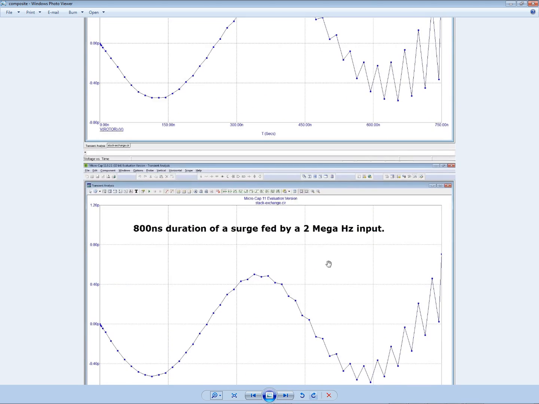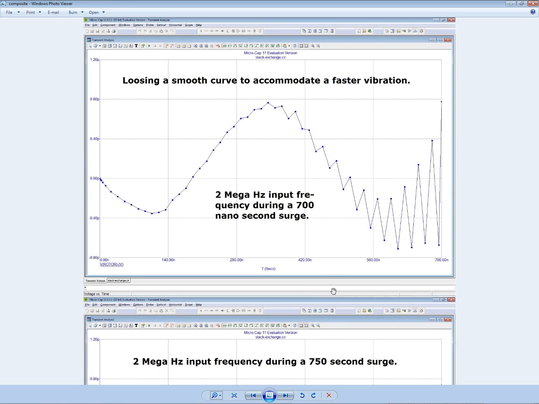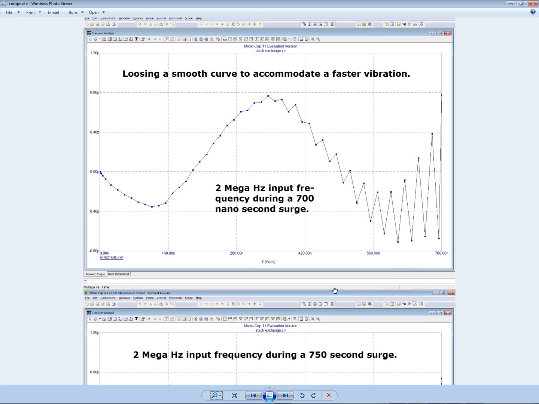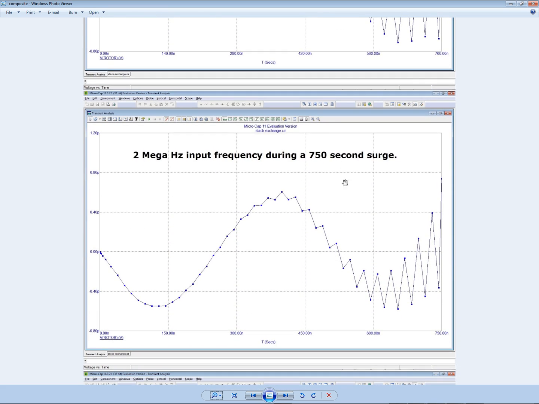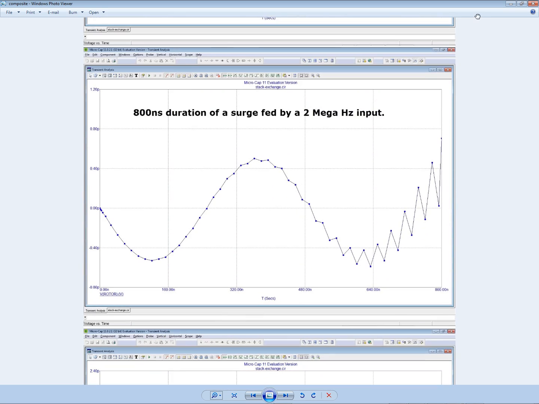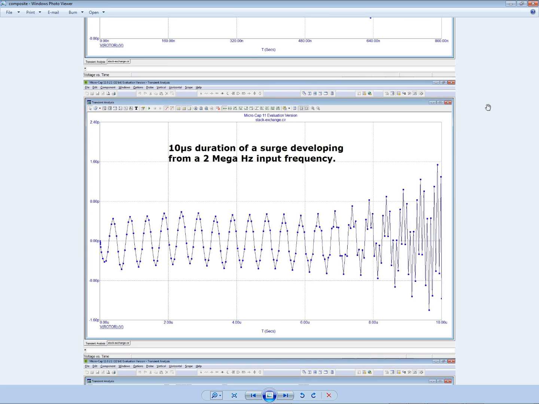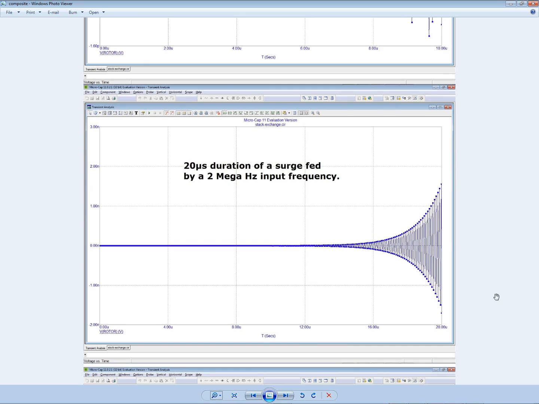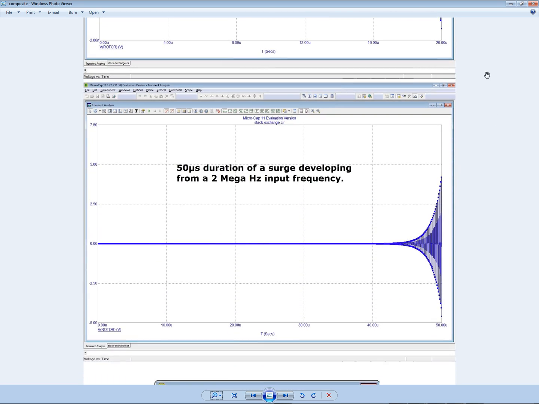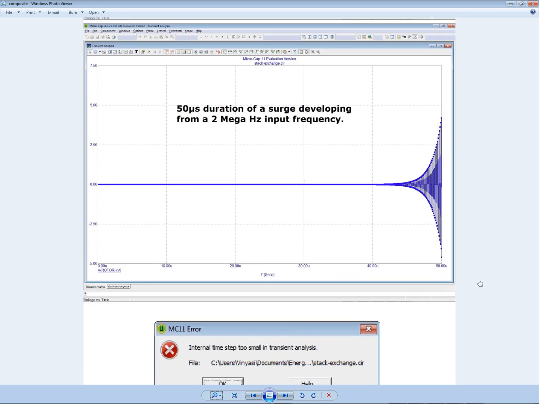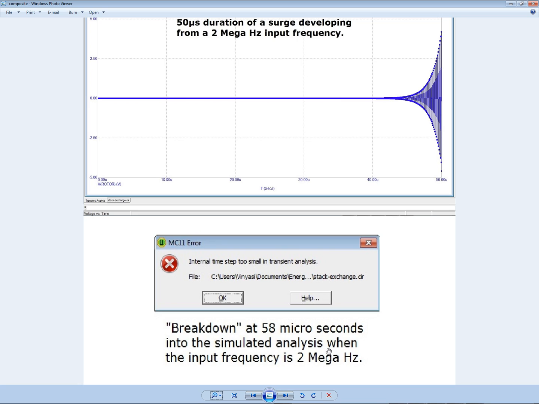It develops starting with a 700 nanosecond window to 750, then 800, then 10 microseconds, then 20 microseconds, and then 50. You see it keeps getting tighter and tighter because it's escalating. The curve keeps getting steeper and steeper, so it's growing at an exponential rate. That's pretty obvious. And now this says, oops, it's stopped.